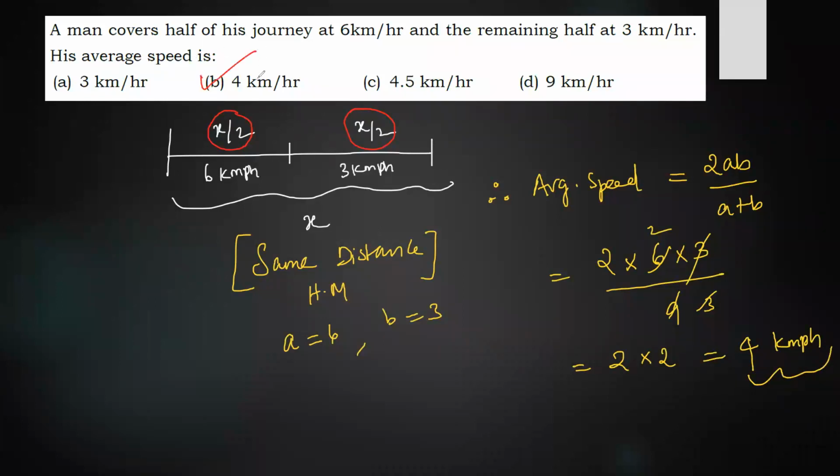So clear? Here first half, second half, right? So same distance, different speed, so apply the harmonic mean. So clear? Any doubt?